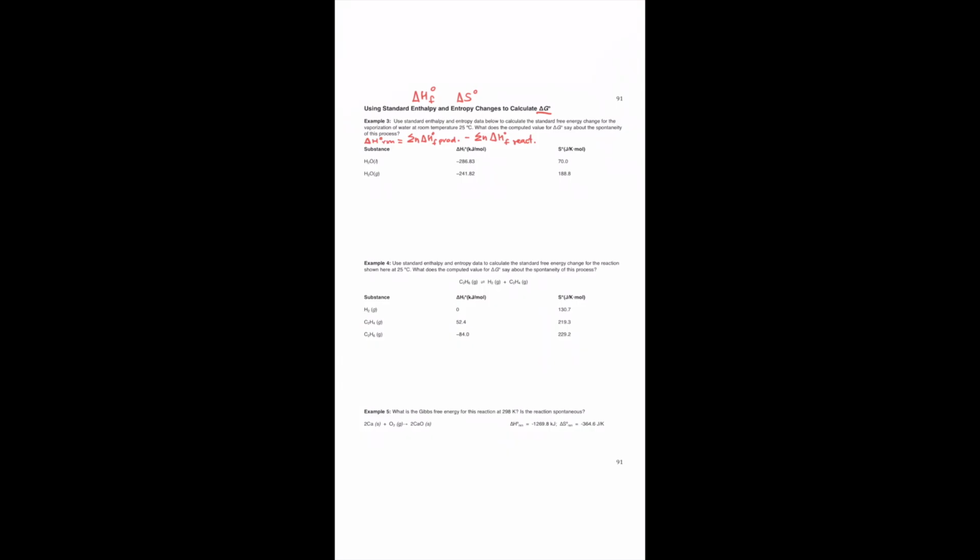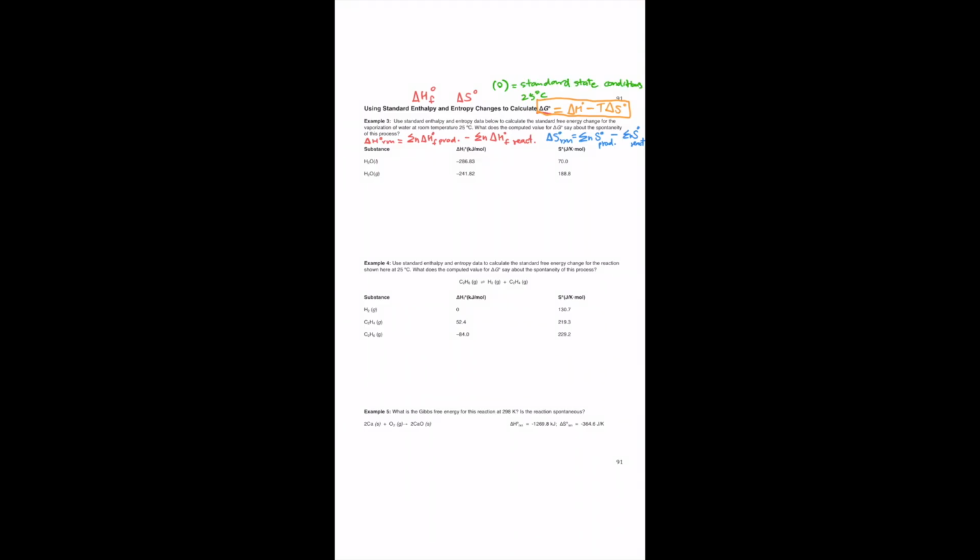And to calculate the change of entropy for the reaction, we can do it in a similar fashion, where you will need to take the summation of the entropy of the products minus the summation of the entropy for the reactants. And if you know the value of the entropy change and enthalpy change for the reaction, then you can plug into the equation for the change of Gibbs free energy, which is equal to delta H minus T delta S.